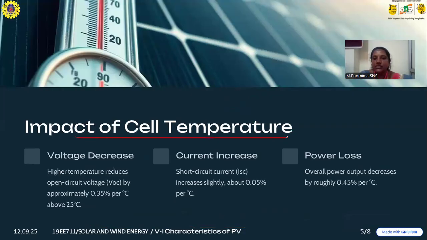What happens if the PV cell temperature increases? Automatically we have three impacts. One is voltage decreases, next is current increases, third is power loss. High temperature reduces open circuit voltage by approximately 0.3 percent per degree Celsius above 25 degrees Celsius. Short circuit current increases slightly, about 0.05 percent per degree Celsius. And overall power output decreases by roughly 0.45 percent per degree Celsius. These are the impacts of cell temperature.